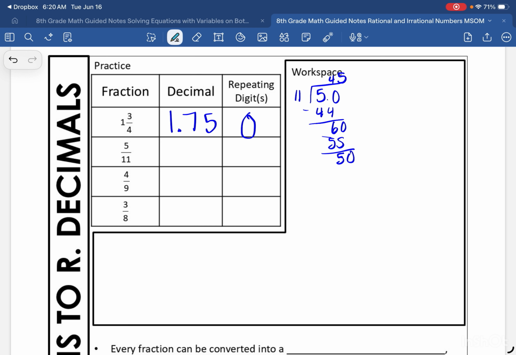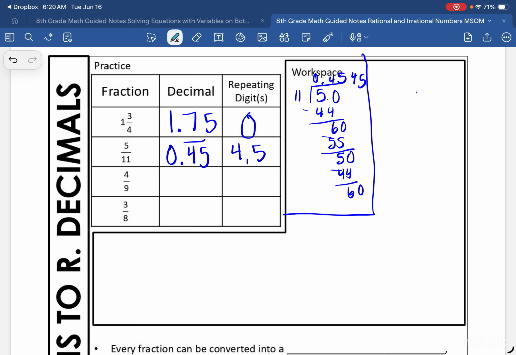Bring down the 0. 11 goes into 55 4 times. Keep going here, subtract. And I can notice that this is starting to repeat. So it's going to be 0.4545 repeating. So I'm going to write that 0.45 with the line over the 4 and the 5. The repeating digits are the 4 and the 5.